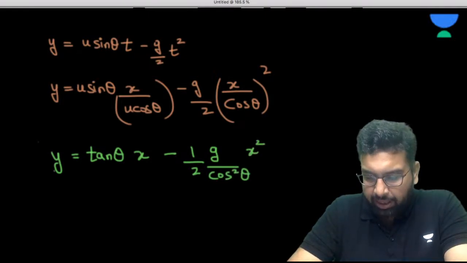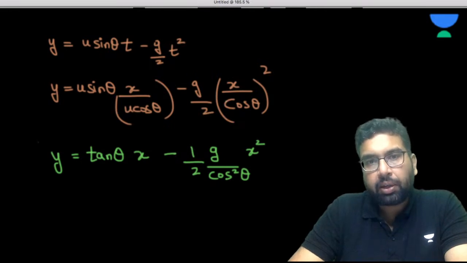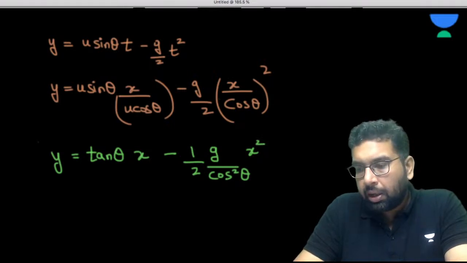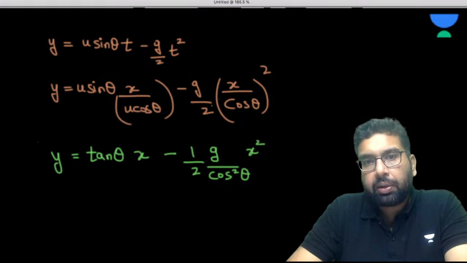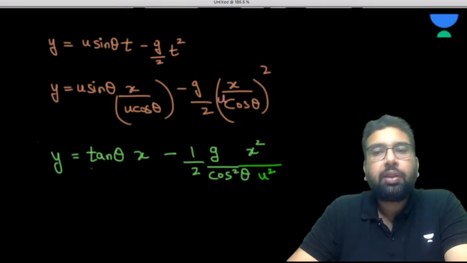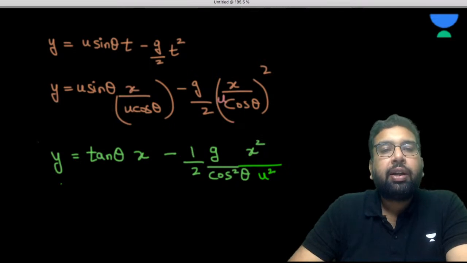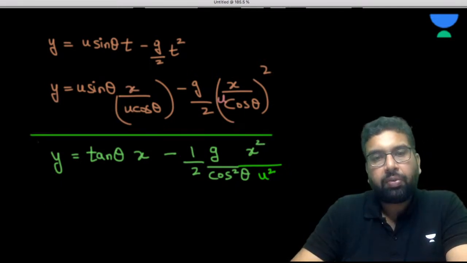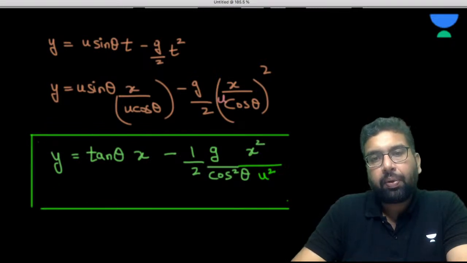Is it fine? Would you please answer me? And sorry, it is x by u cos theta. I skipped u here. Just a moment. I'll have to write u also. So we'll have a u square here. Okay. Yes or no? Please answer me. So this is what we call the equation of trajectory. This is nothing but the equation of trajectory. This is one form of it.